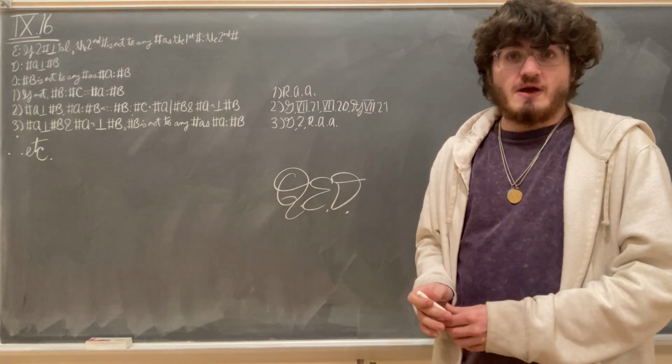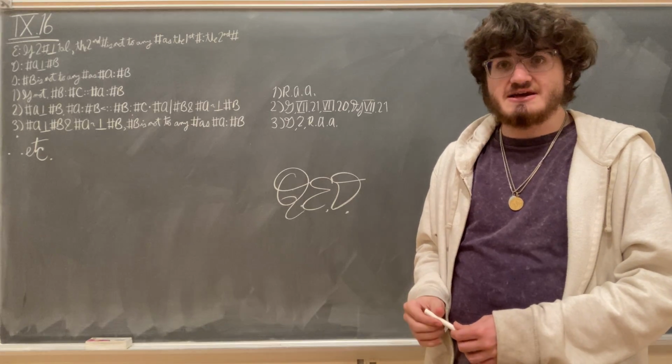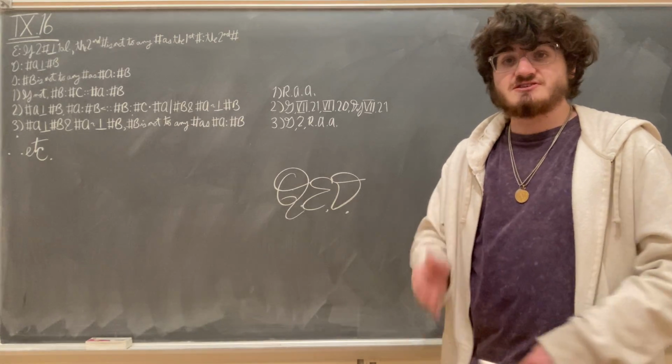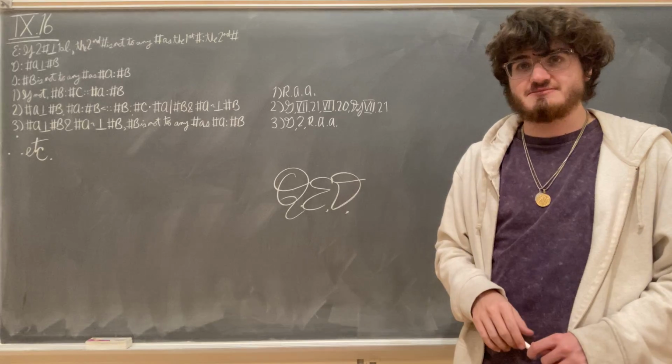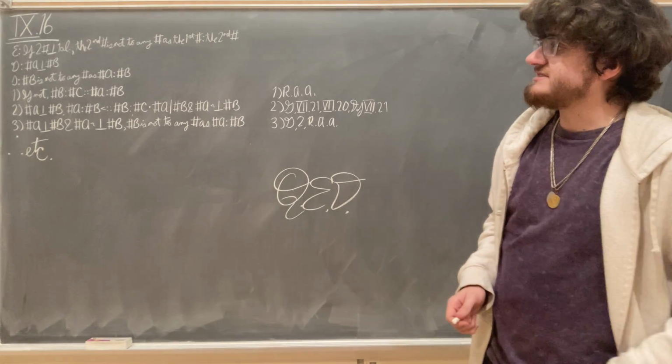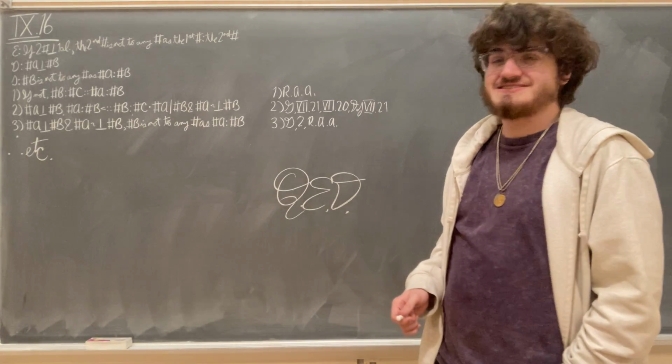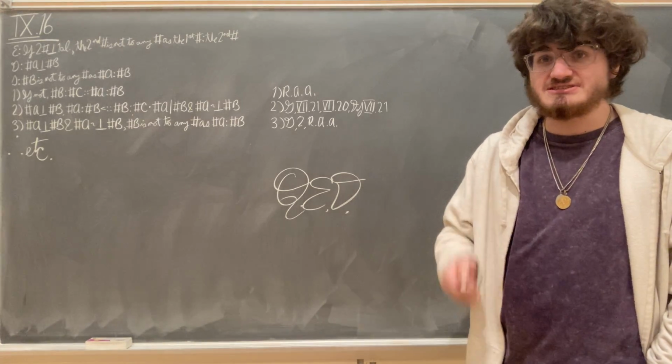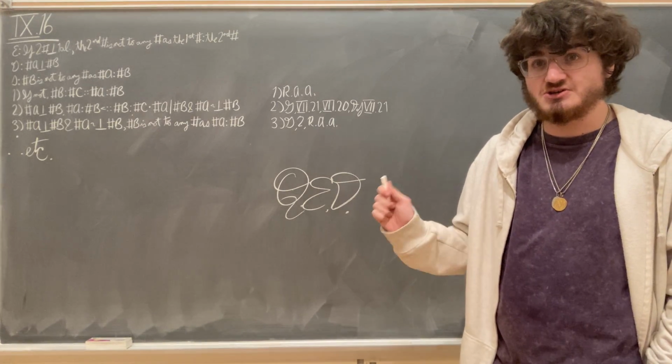What we want to prove from this is that the second number B is not to any other number as the first number A is to that same second number B. For if this is not the case, then there will be some number C such that B is to C just as A is to B.